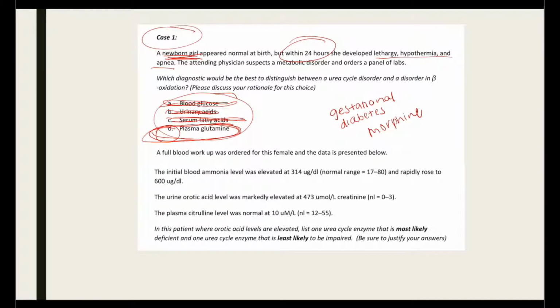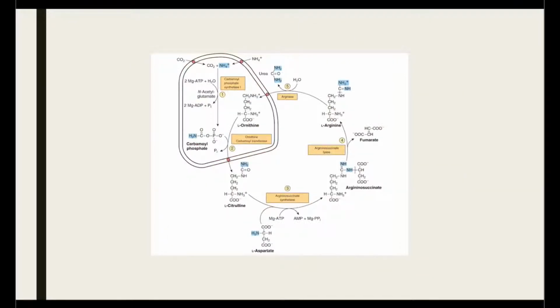To summarize, both her initial ammonia and her urine orotic level were elevated, and the ammonia was further elevated, whereas her plasma citrulline level was normal. I need to determine what urea cycle enzyme is most likely to be deficient in this patient with an elevated orotic acid level, and which is least likely to be impaired. The enzyme that is least likely to be impaired would be carbamoyl phosphate synthase, which is also abbreviated as CPS. We can see it here in this picture. This is actually a diagram of the urea cycle.